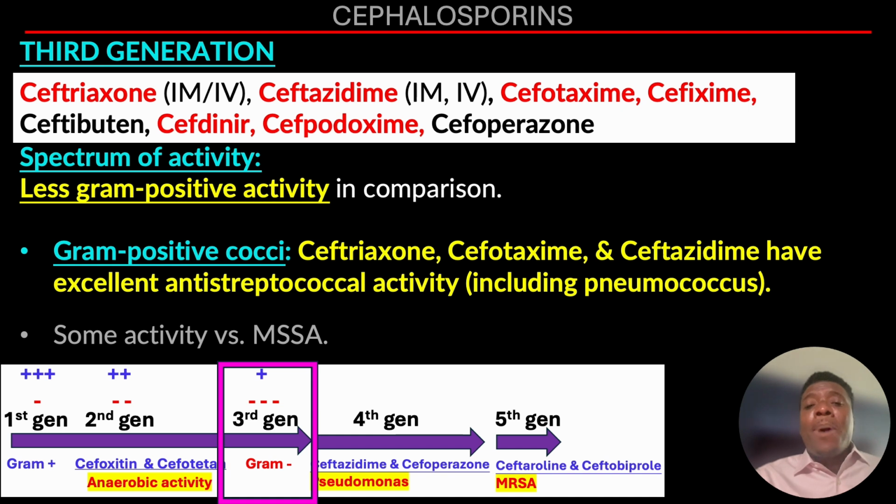It has less gram-positive activity because, again, going from first to third generation, you lose some gram-positive, but ceftriaxone, cefotaxime, and ceftazidime still have excellent anti-streptococcal activity, so it's good for pneumonia, especially strep pneumo, and even for the gram-negative organisms.